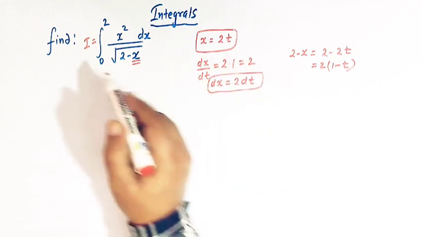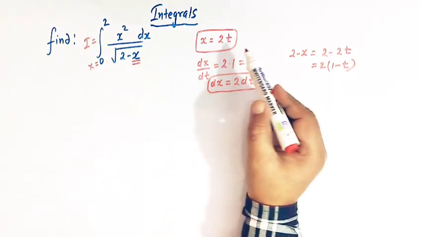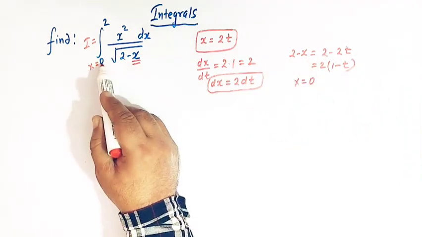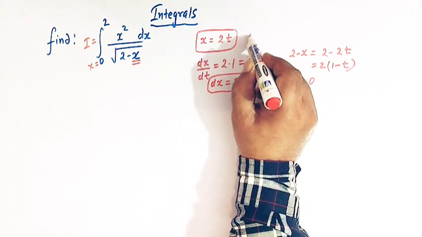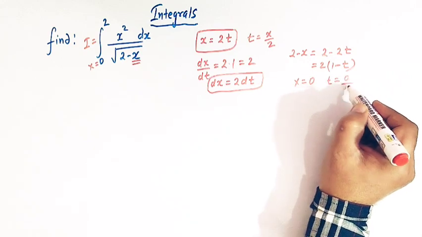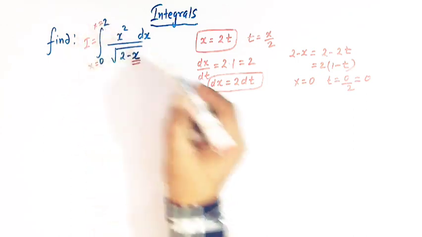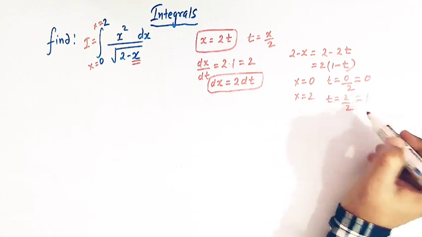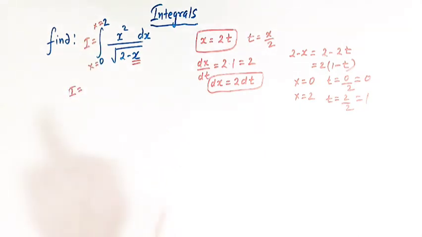Okay, so now here the limits of integration vary from 0 to 2. So we have to change the limits accordingly. So when x is equal to 0, then we can find out the value of t from this relation, because we can also write t as x over 2. So t is 0 over 2, that is simply 0. And when x is equal to 2, we have t is equal to 2 over 2, that is 1, right? So now we can rewrite this integral I in terms of t.